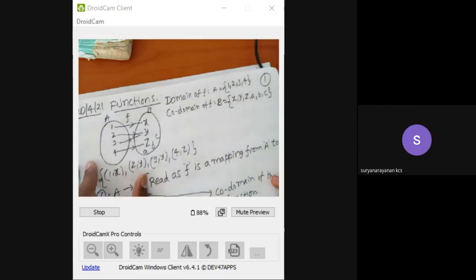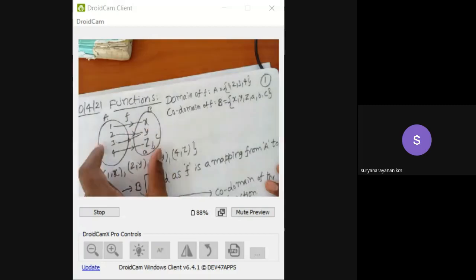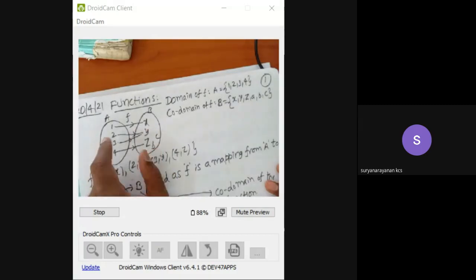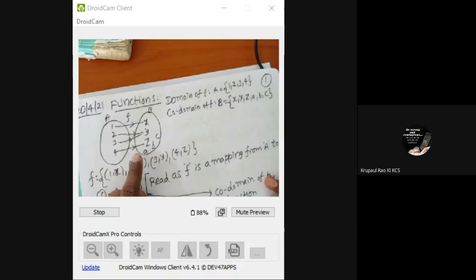Now come to the image. 1 is associated with X. 1 is related to X. Just observe this arrow diagram, my children. And 1 is associated with which element? X, sir. Very good, my dear Krupal. 2 is associated with Y, sir. 3 is associated with Y, sir. 4 is associated with Z, sir.